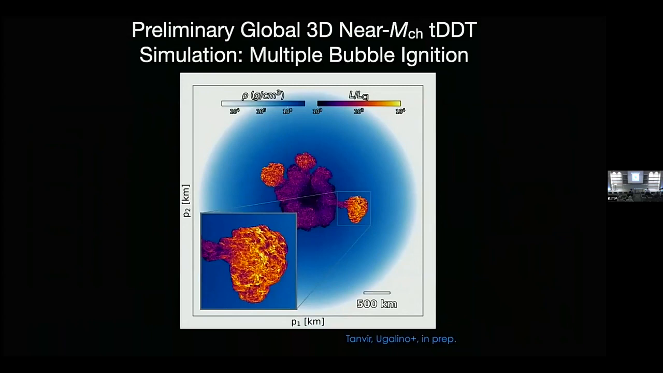But perhaps even more interestingly, if you have multiple bubbles, that also doesn't lead to a much different outcome. Normally, this would be a very vigorous deflagration according to some frameworks. And even this is unstable to a detonation quite early on.